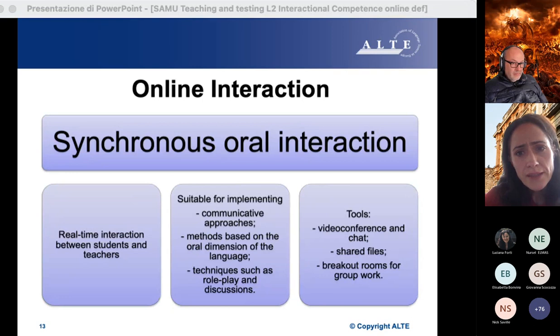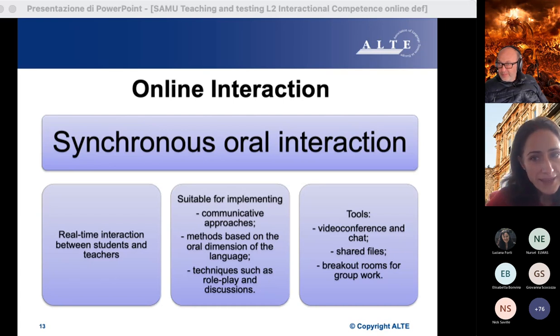Works on synchronous online interaction are relatively more recent and fewer. Synchronous online teaching allows for real-time interaction between students and teachers, and the ability to interact synchronously is made possible by software such as Microsoft Teams or Zoom. It is particularly suitable for implementing communicative approaches and methods based on the oral dimension of the language, and which involve the frequent use of techniques such as role play and discussion.